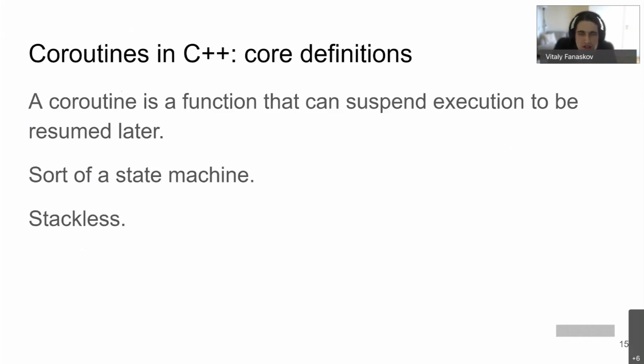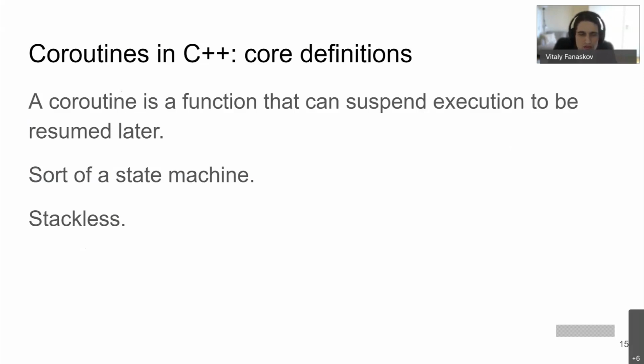So there were a lot of talks during the past few years about coroutines, so I don't want to repeat all of them. Basically, a coroutine in C++ and many other languages is a function that can suspend its execution and resume it later. You can think about coroutines as sort of state machines, where your program jumps between states based on some condition. And also an important trait is that coroutines in C++ are stackless, which is also a huge topic to discuss.